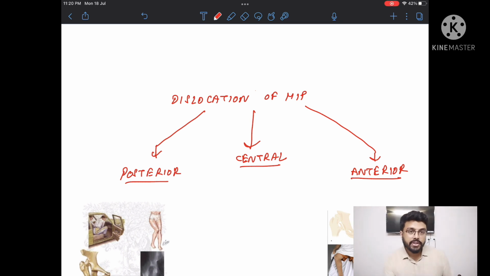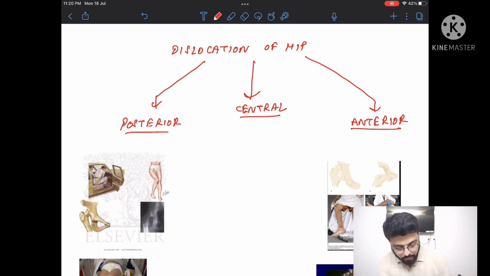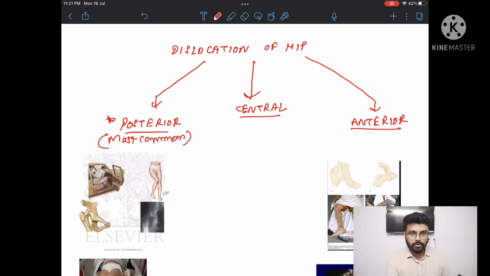So the dislocation is named on the basis of the direction of the head of femur. If the head of femur goes posteriorly, so this is the pelvis, this is the anterior view, okay, if the head of femur dislocates posteriorly, this is posterior dislocation. If it comes anteriorly, it is anterior dislocation. And if it goes inside the acetabulum, breaks the medial wall and comes within the pelvic cavity, that is central. Okay. So first is posterior dislocation. Posterior dislocation is the most important and most common of all three. Okay, and this is commonly asked also in the examination.